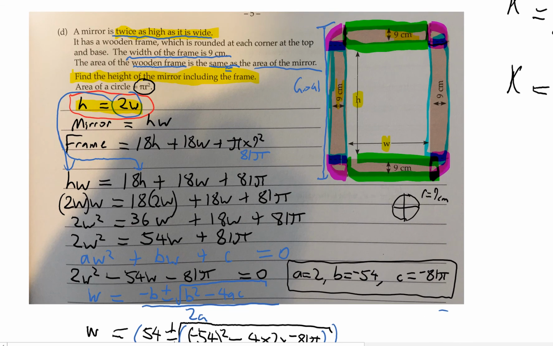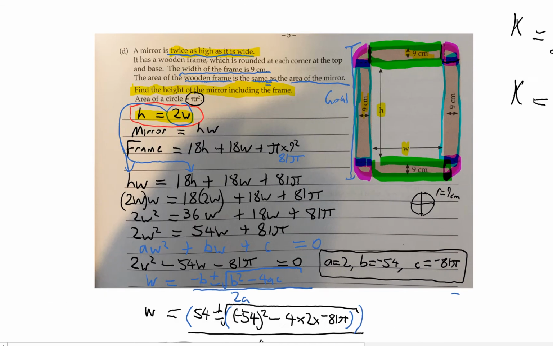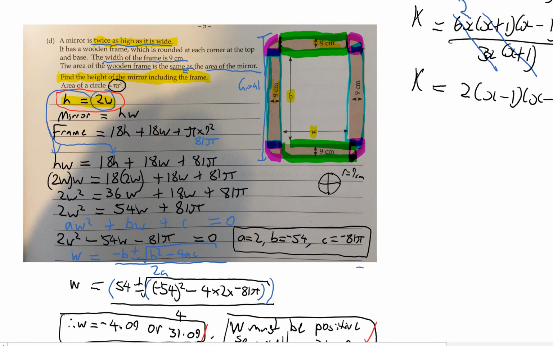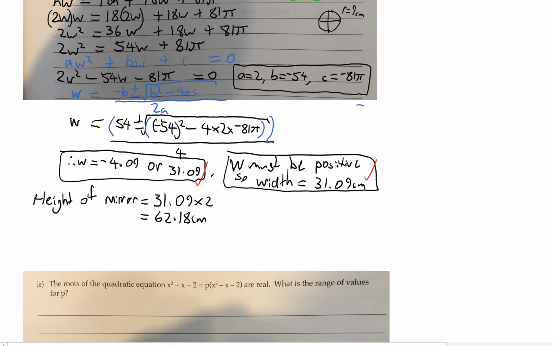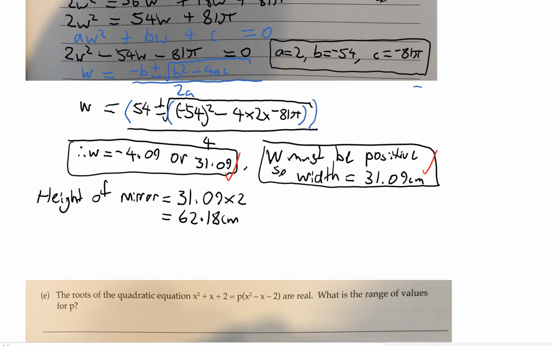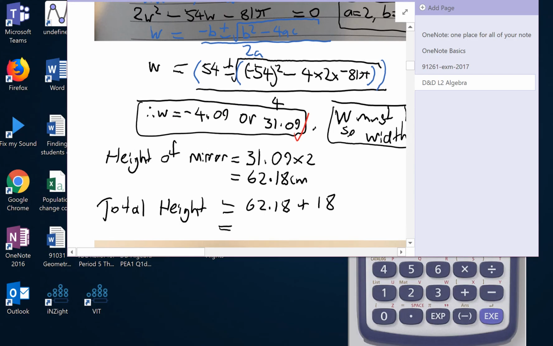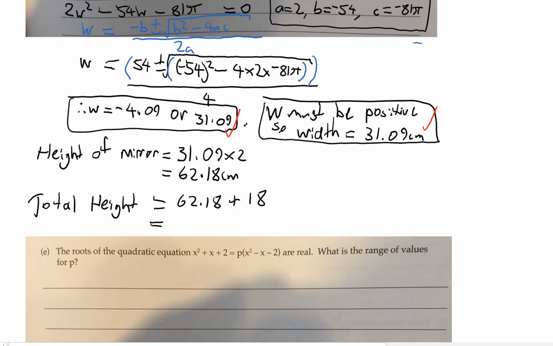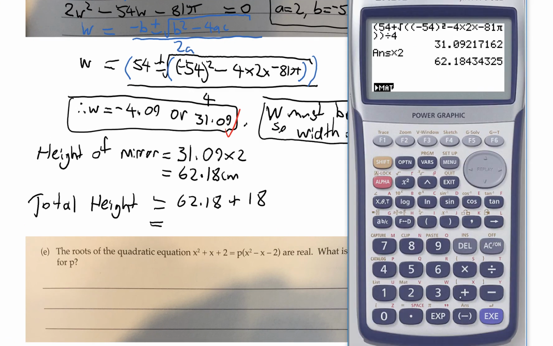And then I've got to remember the goal, which I drew at the start, was the height of the whole thing, including the frame. So how much do we have to add to take the frame into account as well? Well, there's 9 centimeters at each end, isn't it? So it's not plus 9, it's plus 18. So let's write that down. Total height equals 62.18 plus the 18 for the frame. It's not going to let me pause it, unfortunately, so you're going to have to bear with me while I type it out. Plus 18, so 80.18 centimeters should be our final answer.